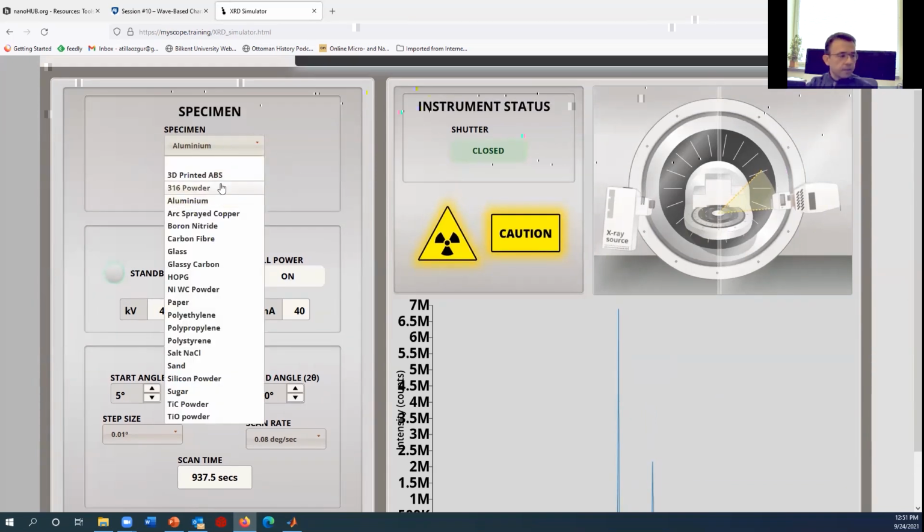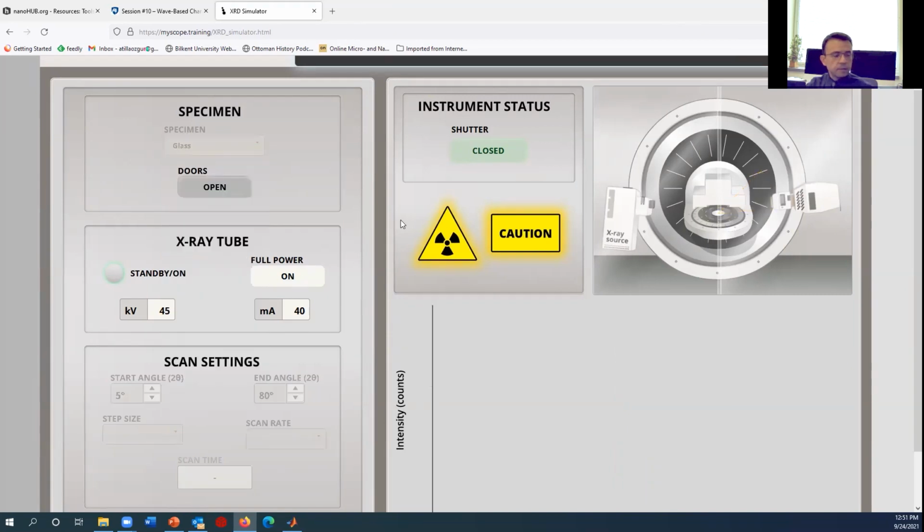And let's look at something else. For example, glass, which will not be in a crystalline orientation.